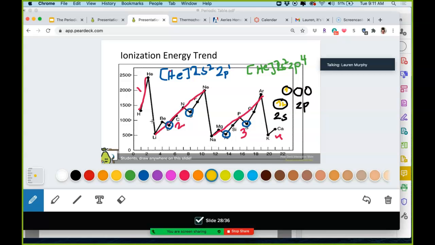Okay, and so beryllium would be the one right before boron, He 2s2. And then what would nitrogen be, which is right before oxygen? He 2s2, 2p3. Okay, so this is boron right here. And you'll see that there's a little dip in ionization energy, meaning it's actually a little bit easier to remove boron's valence electron than it is beryllium's, even though boron is smaller than beryllium. Anybody want to guess why?